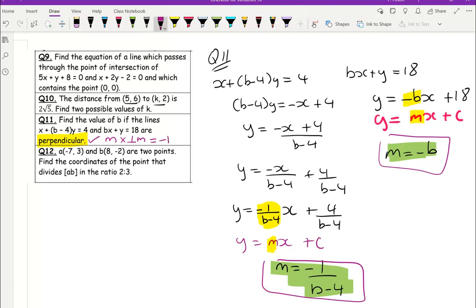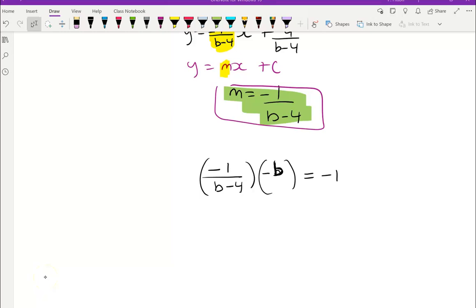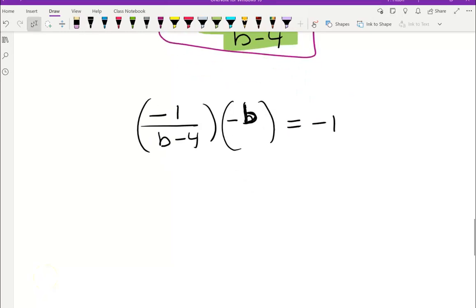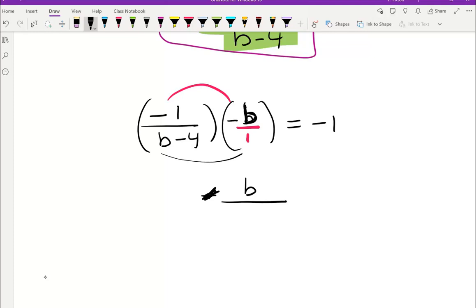So let's set that up. I have my two slopes: minus 1 over (b minus 4) multiplied by minus b must give me negative 1. We're multiplying fractions, so multiply top by top, bottom by bottom. If you have difficulty with that, you can always make minus b a fraction by putting it over 1. Top by top, bottom by bottom: minus 1 times minus b is a positive b, minus by minus is a positive. And here b times 1 is b, and minus 4 times 1 is minus 4.